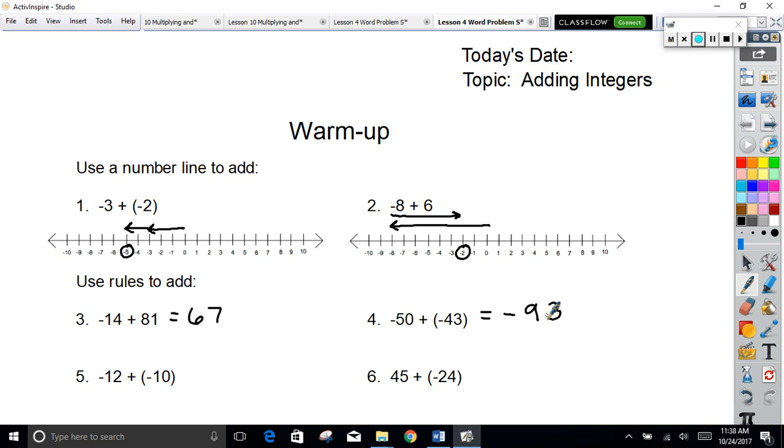Are you confused, Dalton? No, I got it. Okay. I don't want volunteers. I want just hands for questions.